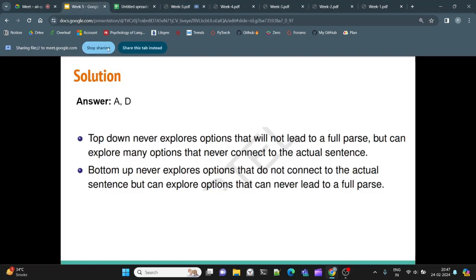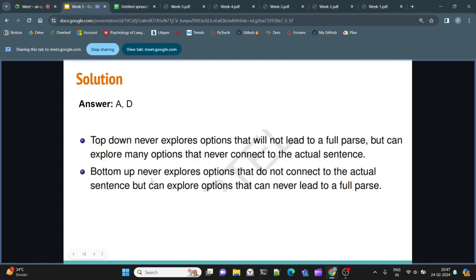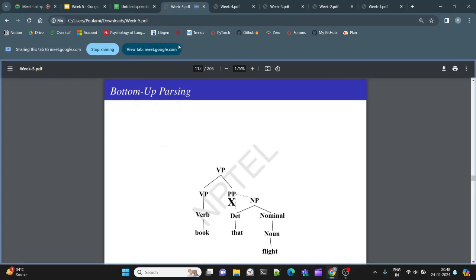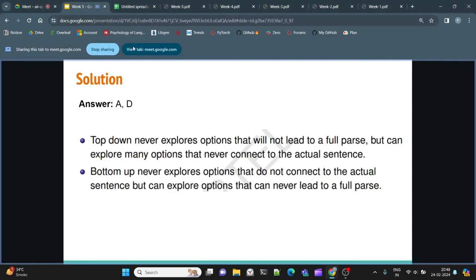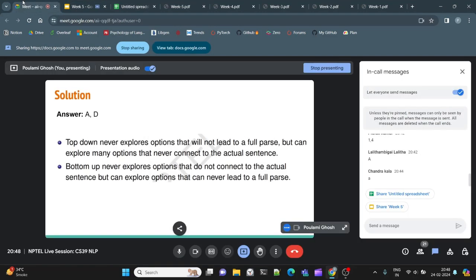So now let's go on to the slides again. So what does bottom up? So bottom up never explores options that do not connect to the actual sentence because we're starting from the actual sentence, right? We always explore options which connect to the actual sentence, but it can explore options that can never lead to a full parse. So we saw in the slides, right? In these cases, we see this is a separate segment and this is a separate segment. It's not leading to a full parse, right? So these are instances where it is connected to the sentence, but it's not giving a full parse. Whereas in case of top-down parsing, it's the opposite. Any doubt? Any doubt in this question? Okay, I hope it is clear.